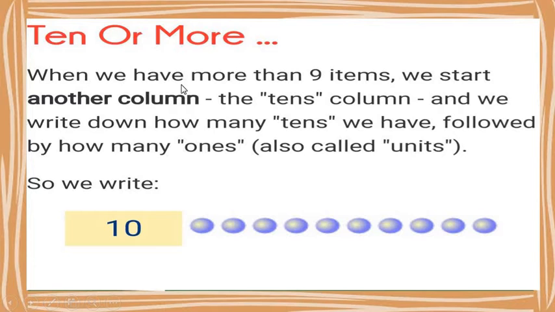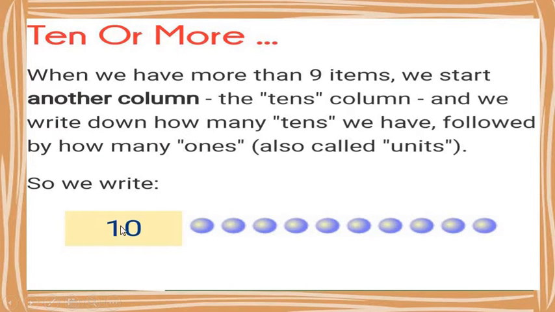10 or more. When we have more than 9 items or 9 numbers, we start another column. I repeat, we start another column, the tens column, and we write down how many tens we have, followed by how many ones, also called units. This means we have to say tens and ones, or tens and units.